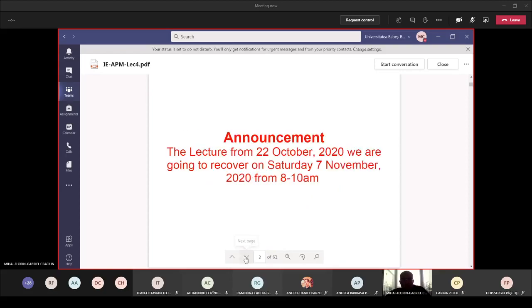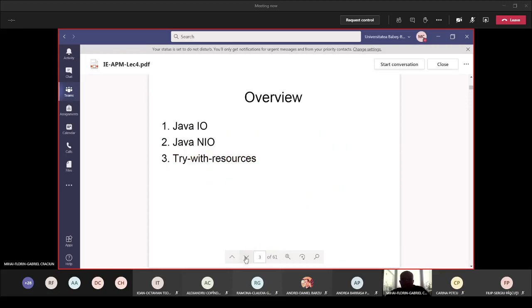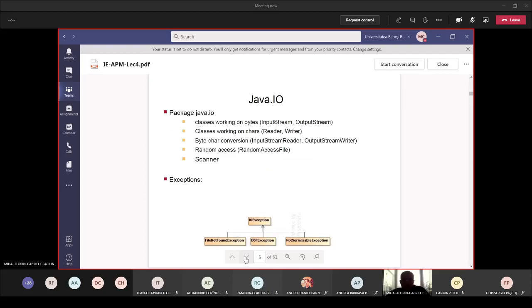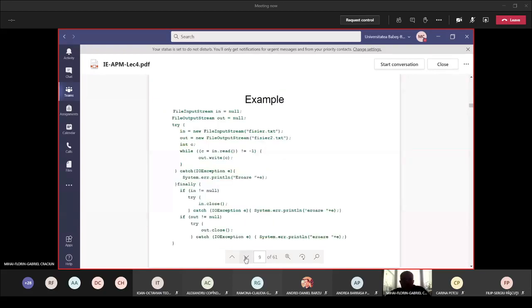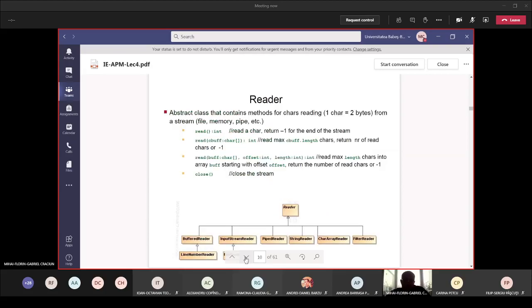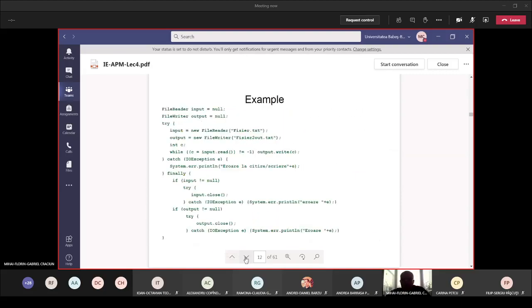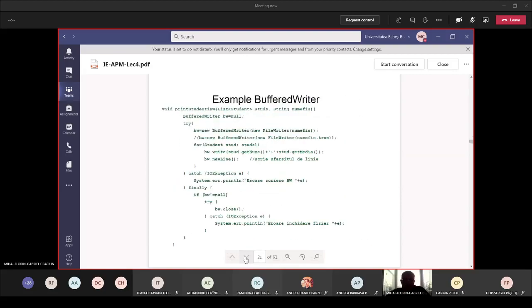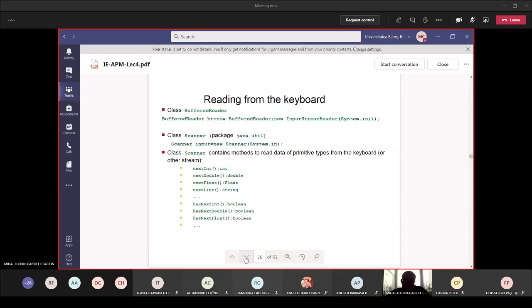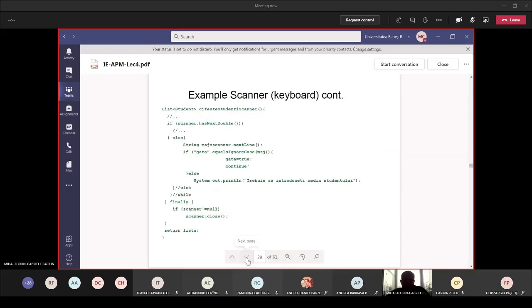Java I/O operations. I'm not sure if from here I can give you something. Perhaps that problem, when you open something, you have to close. So perhaps I can give you some example in order to be sure that any open resource is closed, and other things I don't know if I can give you from here, but please take a look also at this lecture.